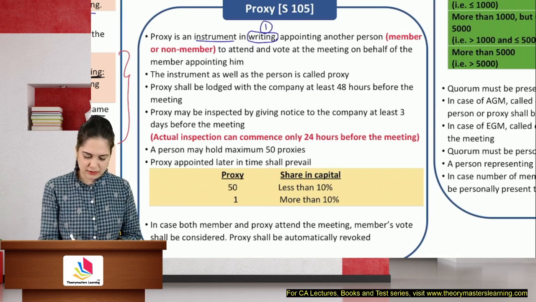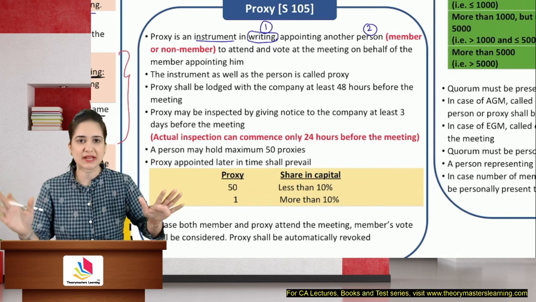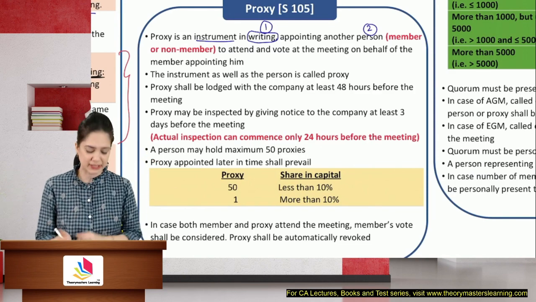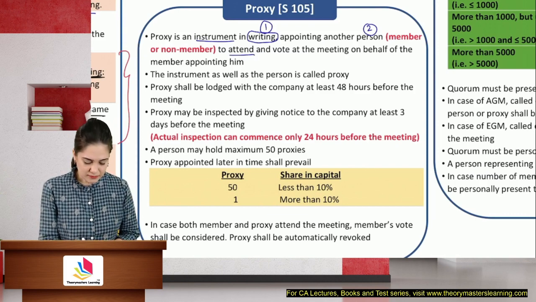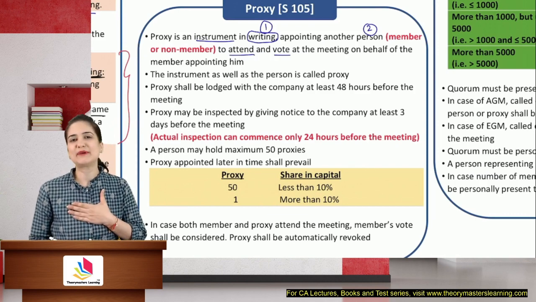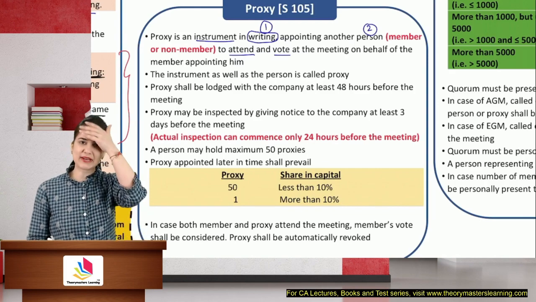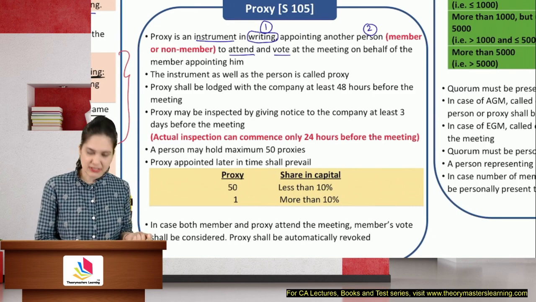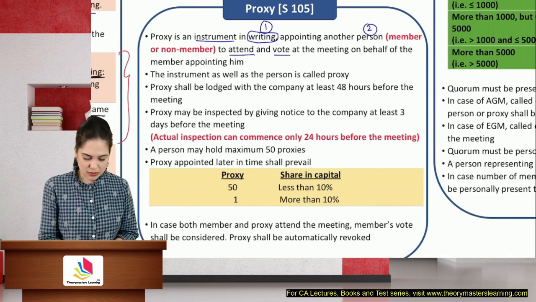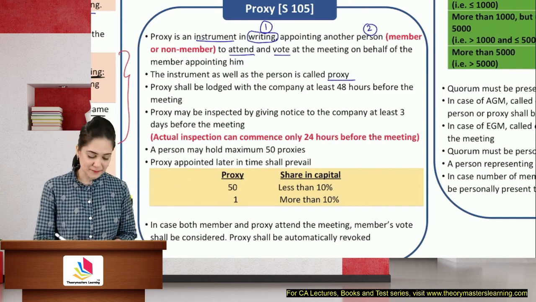Appointing another person, whether he is a member or not, doesn't matter. You can send any person as your proxy to attend the meeting and to vote at the meeting. He may or may not be a member, to attend and vote at the meeting on behalf of the member who is appointing him. So you can appoint someone else in your position, and that person will go and vote at the meeting. The instrument as well as that person is called proxy.